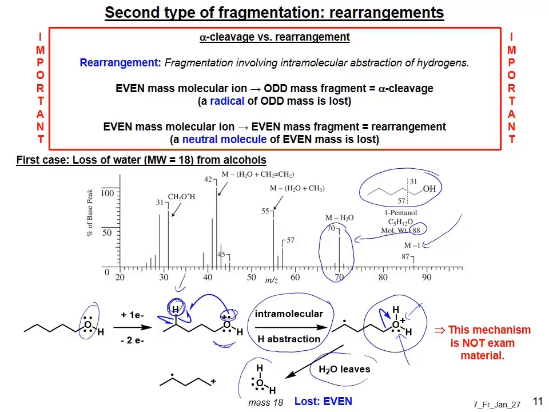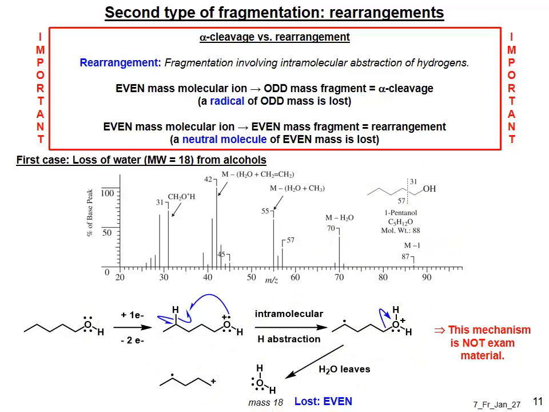We form water on the side of the product and the carbocation, which is the species that's detected on the mass spectrum. So again, you're not responsible for this mechanism, but I want you to understand that this is a very different type of rearrangement from the one we saw previously, because this one proceeds by H atom abstraction reaction. Not only that, but it also leads to the loss of a neutral molecule, so that we see even mass molecular ions going to even mass fragments.